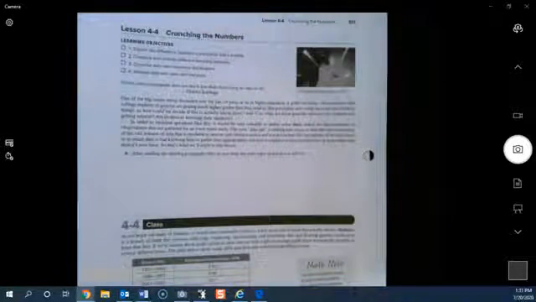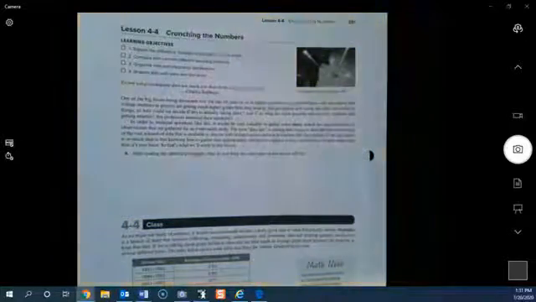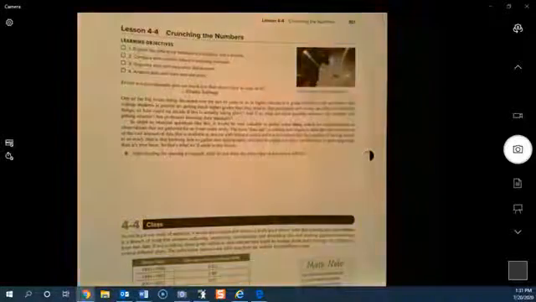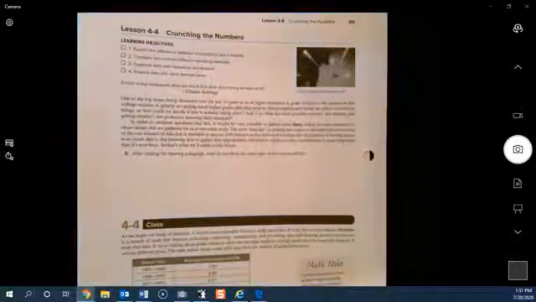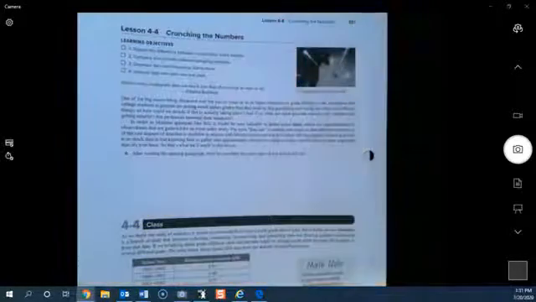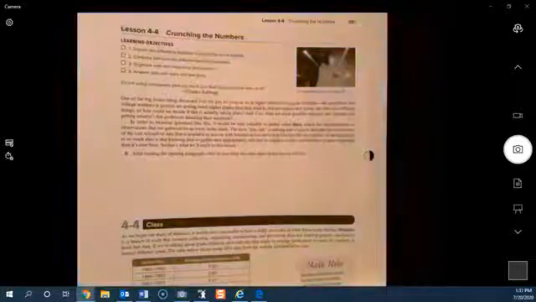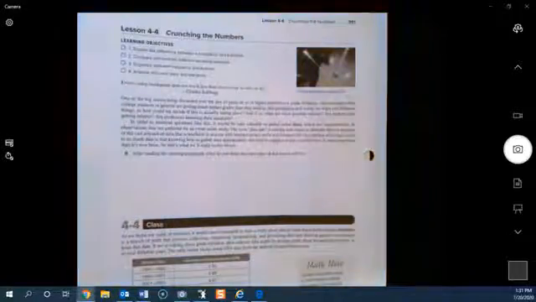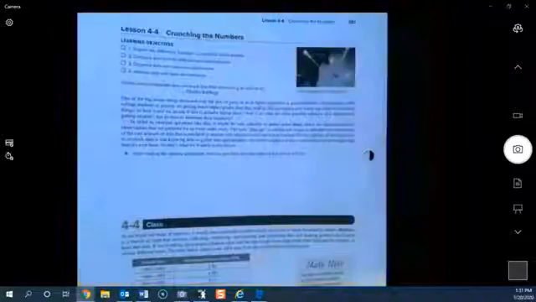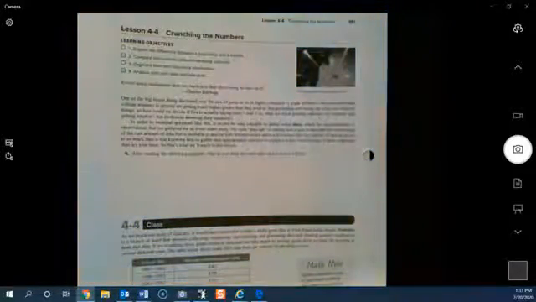Okay, class, we're about to start section 4.4 now. It's called Crunching the Numbers. And it's on page 351. Our learning objectives is to explain the difference between the population and the sample, compare and contrast different sampling methods, organize data with frequency distributions, and analyze data with stem and leaf plots.